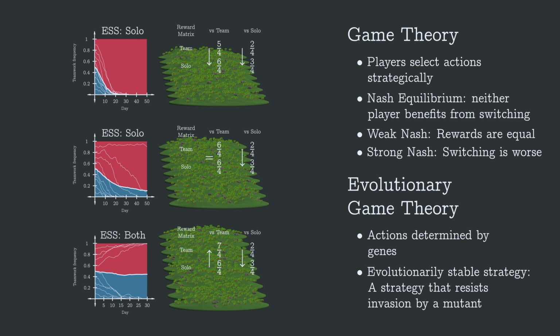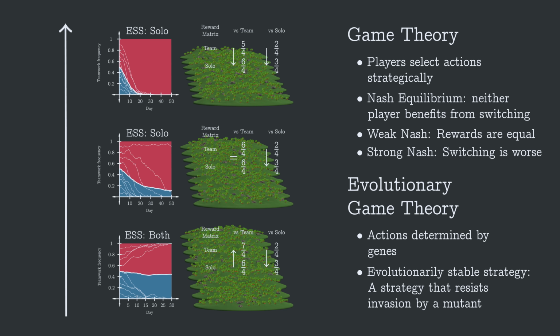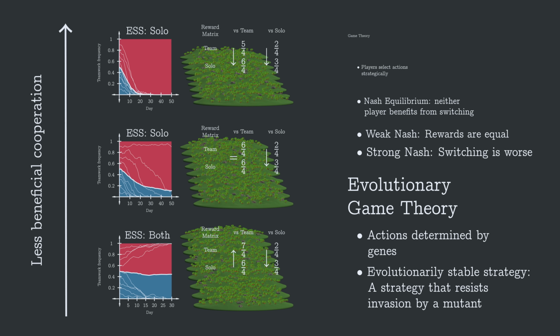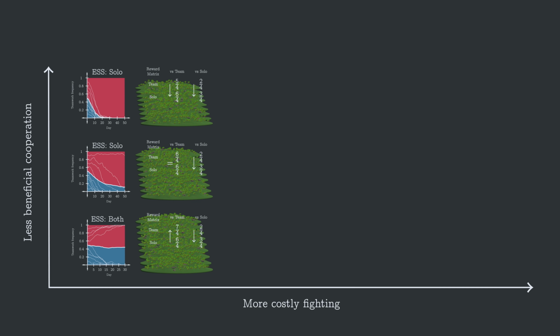So now we have three matrices that progressively make cooperation less and less beneficial. And these encompass the three possibilities for what gets you the best reward when you meet a team blob. Either you should team up with them, you should go solo, or it doesn't matter. The other thing we could change is to also increase the cost of getting in a fight. First, let's reduce it until the team blobs and the solo blobs get the same reward.